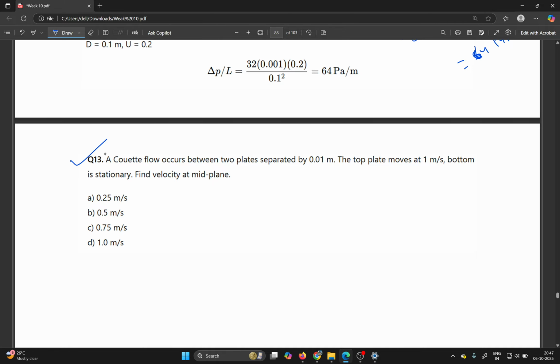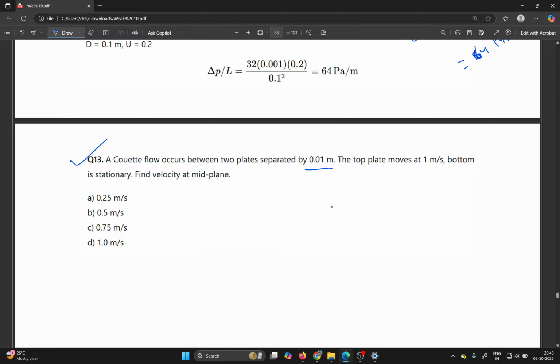Now let us move to the next question, number 13. Very important. A Couette flow occurs between two plates separated by 0.01 meter. The top plate moves at 1 meter per second, and the bottom is stationary. Find the velocity at the mid plane.